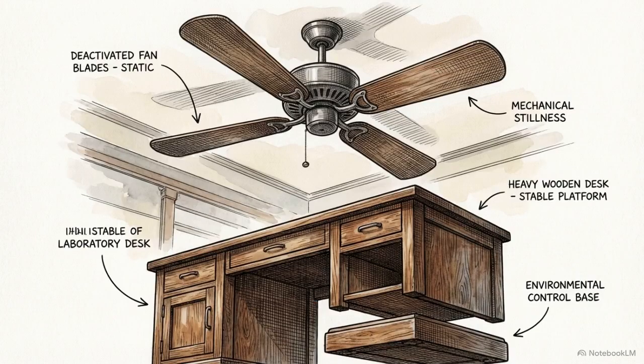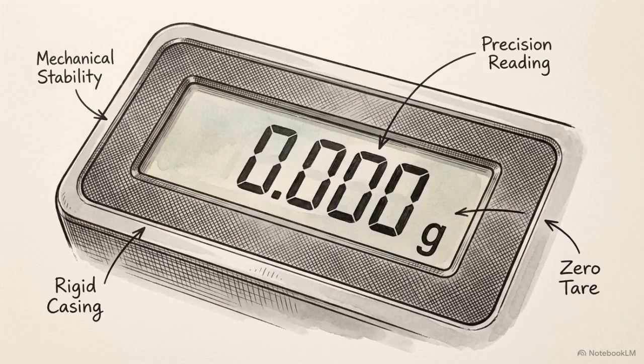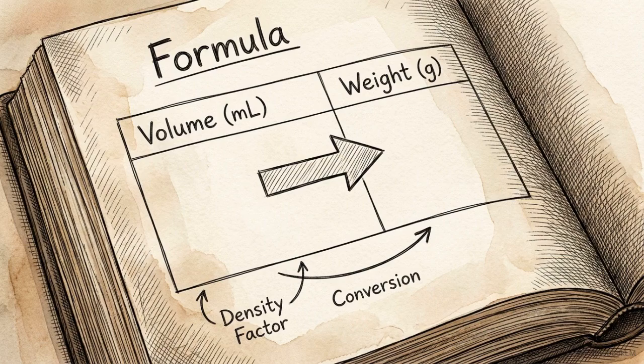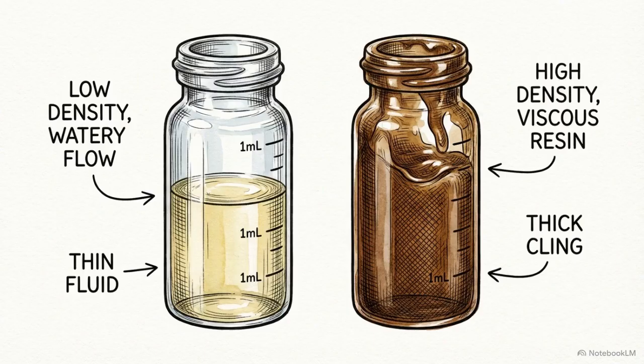Turning off your fans and securing a solid desk is the required physical foundation that allows your equipment to measure down to the milligram. To follow standard formulas, we need to convert liquid volumes into precise weights. 1 milliliter of a light citrus oil does not weigh the same as 1 milliliter of a dense viscous absolute.